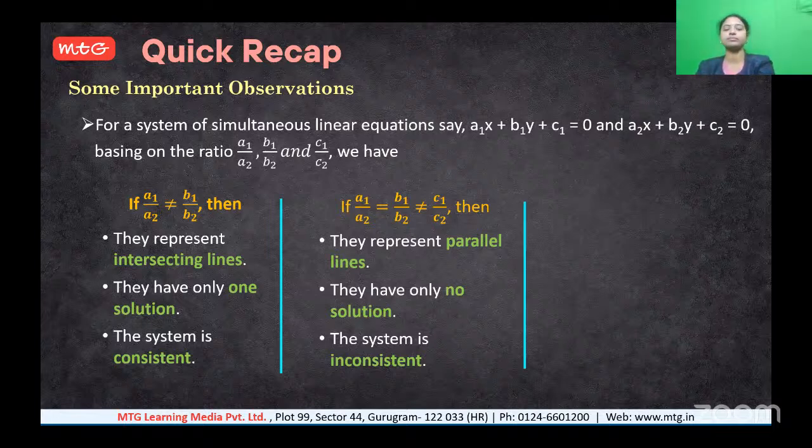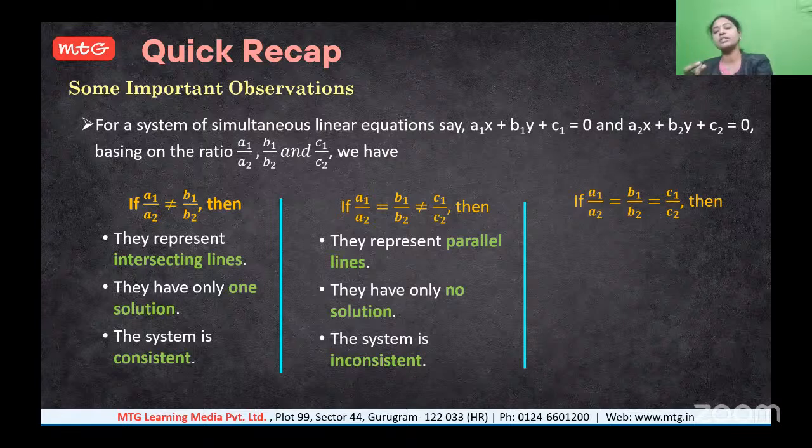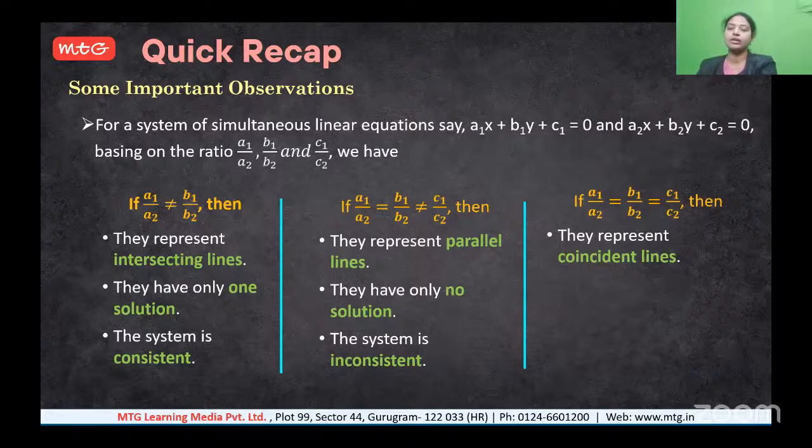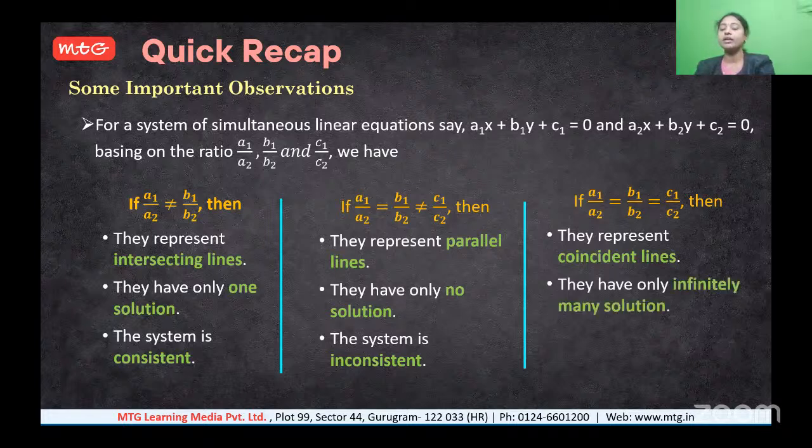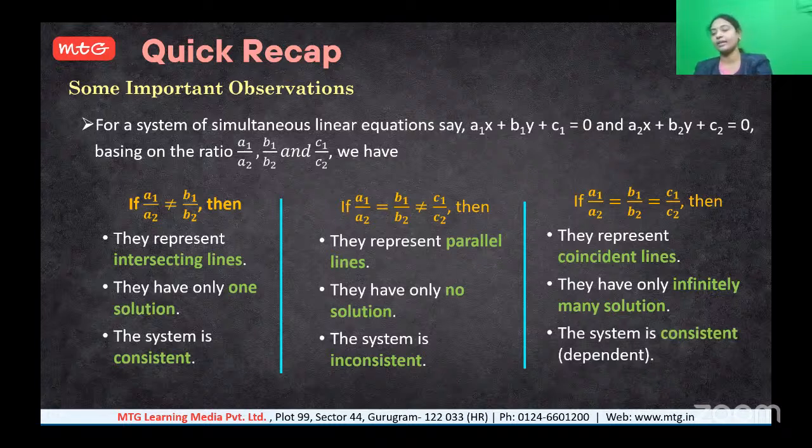Third scenario. When you have all three ratios equal, a1 by a2, b1 by b2, c1 by c2, all equal, then you can see that they are coinciding lines. So in this scenario, how many solutions will be found? Infinite solutions. Then we call them consistent again, but dependent consistent. That is, one equation is depending on the other equation. I'll show you an example of all these types of equations.